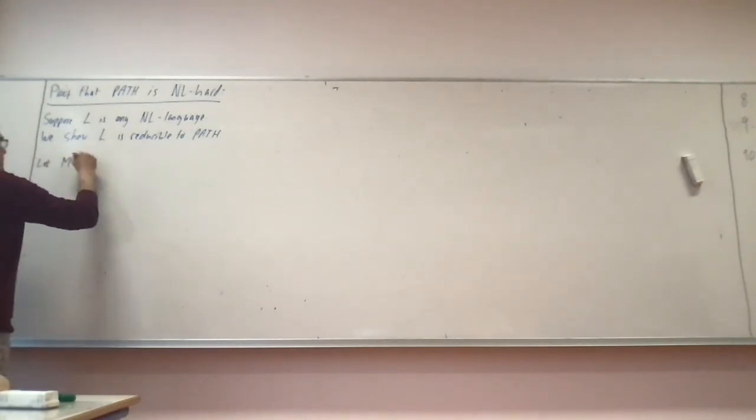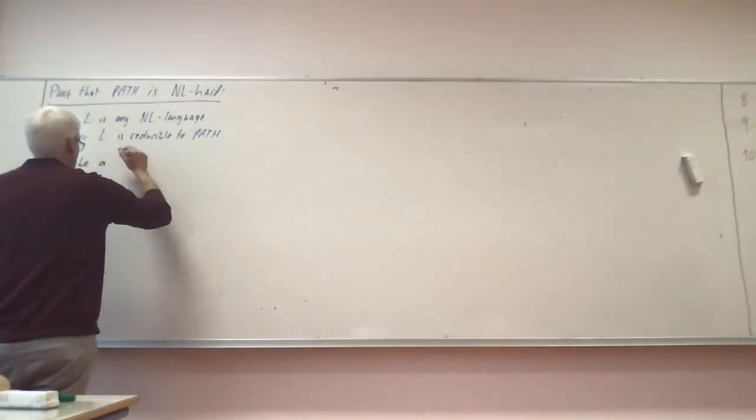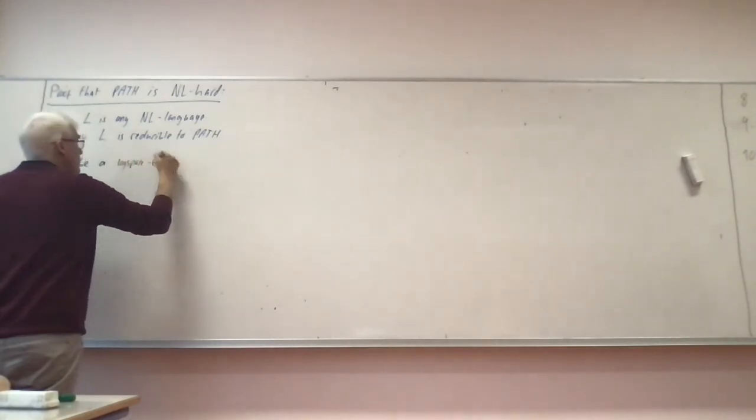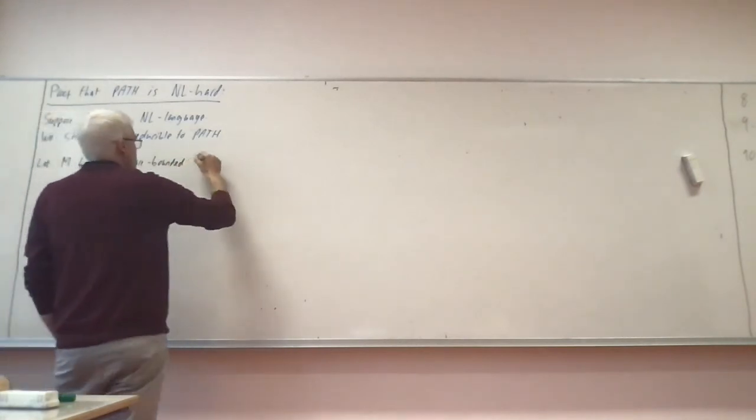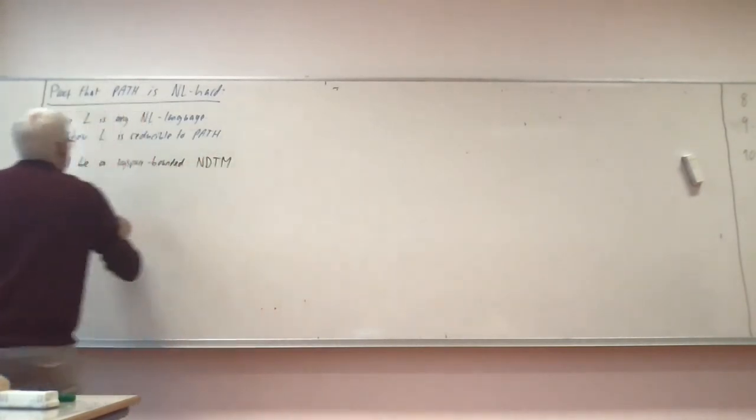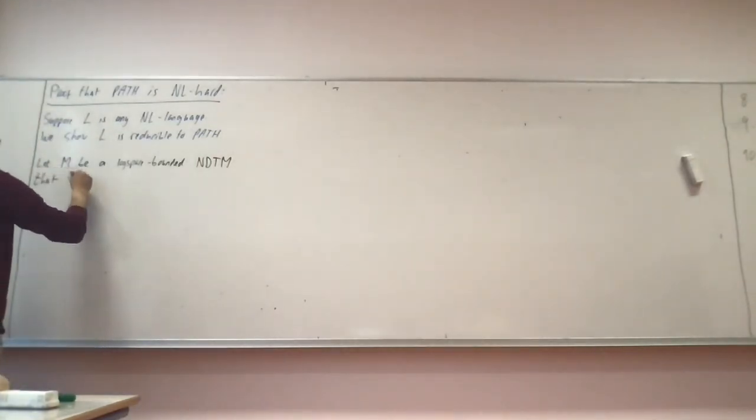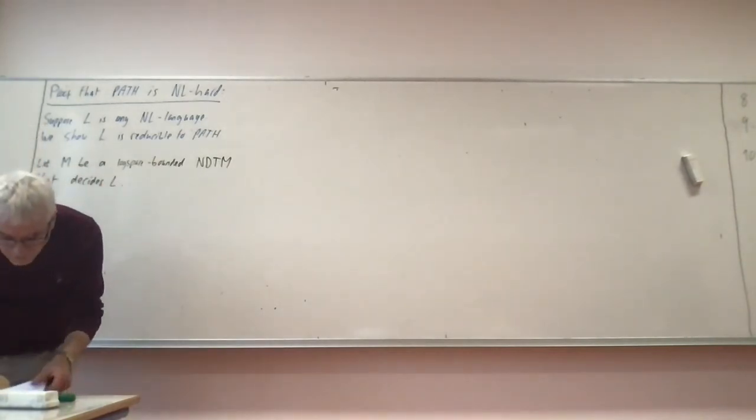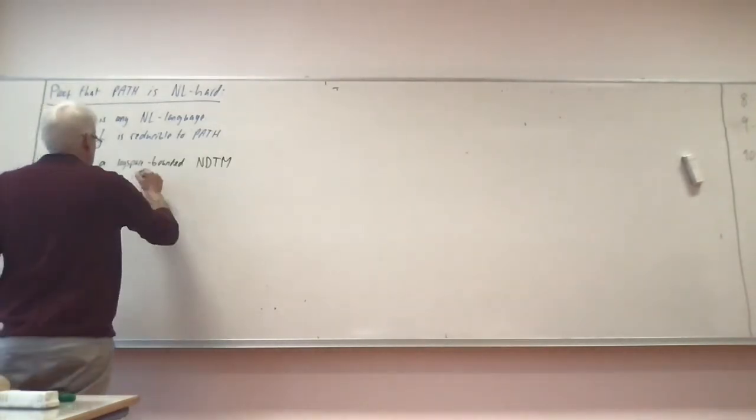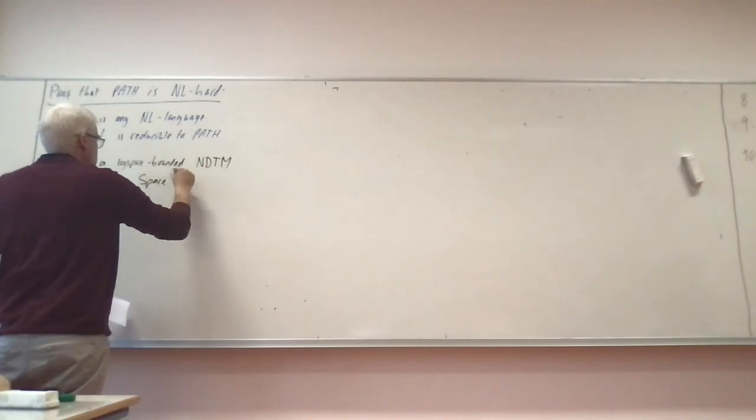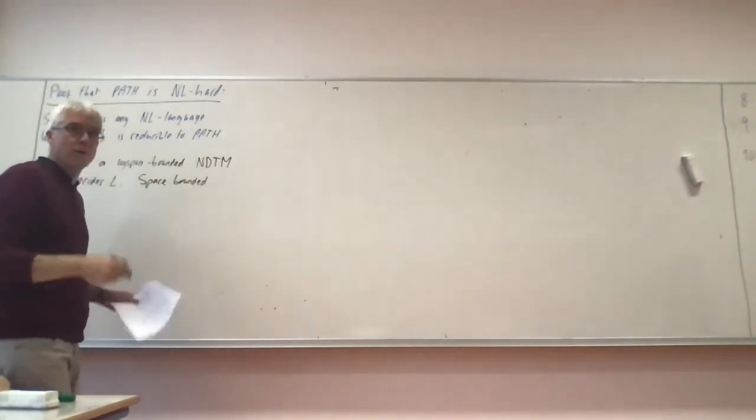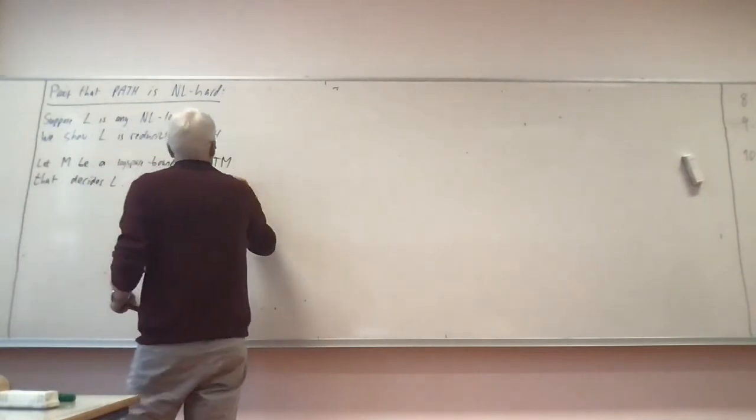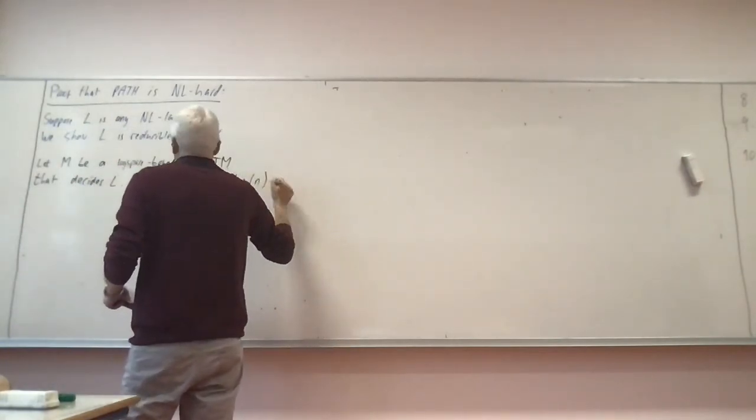So let M be a log space bounded non-deterministic Turing machine, an NDTM, that decides L. And let's actually give ourselves a space bound for it. Let's assume the space is bounded by big O of log of n, where n is the input size. That means it can be bounded by some constant times log of n. So we're going to have it bounded by c times log n.